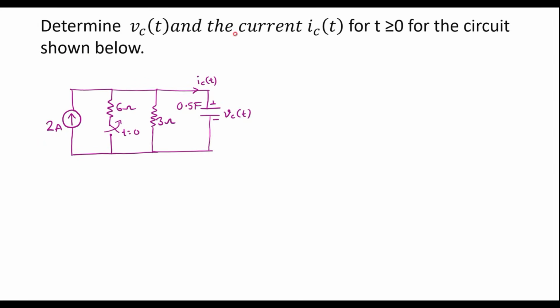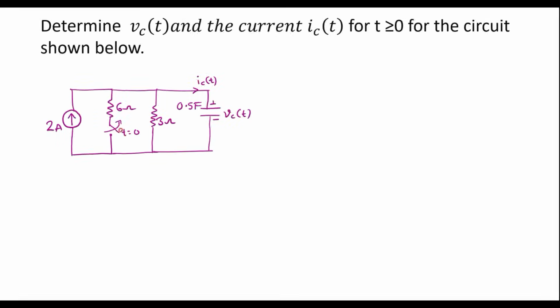Determine Vc of t and the current Ic of t for t greater than or equal to 0 for the circuit shown below. This is the given circuit. Vc of t is the voltage across this capacitor and Ic of t is the current through the capacitor. We are supposed to calculate Vc of t and Ic of t when t is greater than or equal to 0. Here we can see that there is a switch connected in series with a 6 ohm resistor.